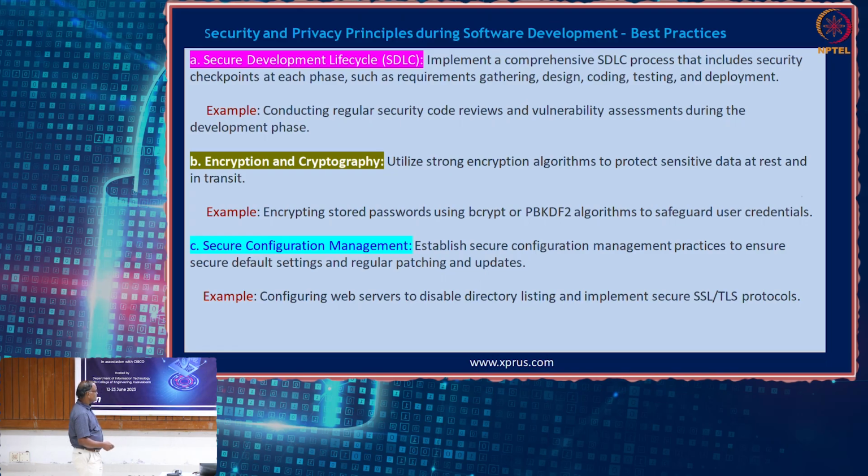Encryption and cryptography, we said data at rest, in motion, or in storage, wherever it is: in use, at rest, and in transit. Stored passwords. For example, what is the best practice? Store passwords using bcrypt or PBKDF2 algorithms to safeguard them. So what is the right algorithm that you want to use to encrypt your passwords? Configuration management. For example, web servers, to disable.